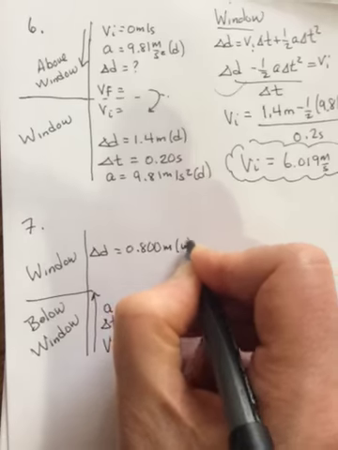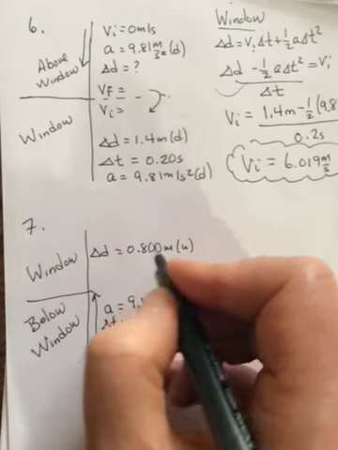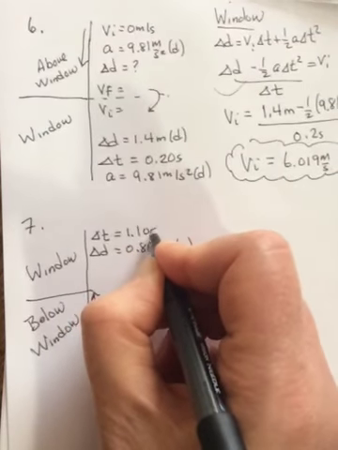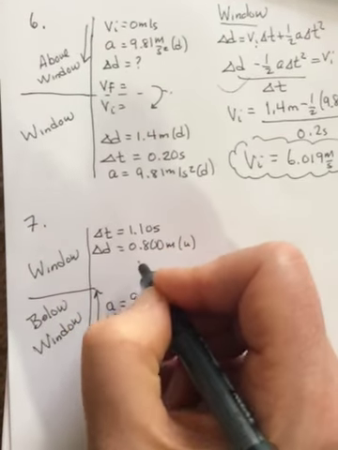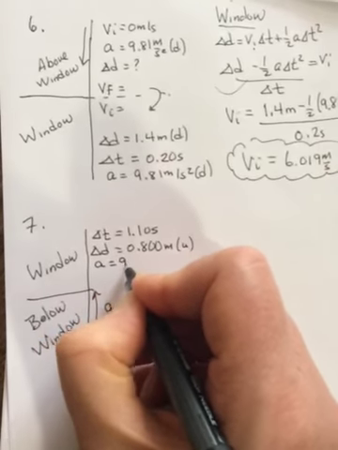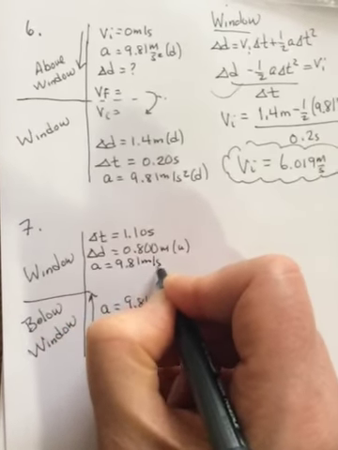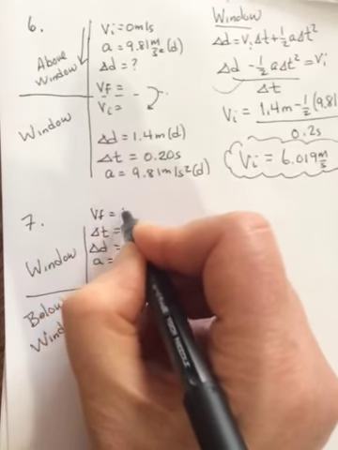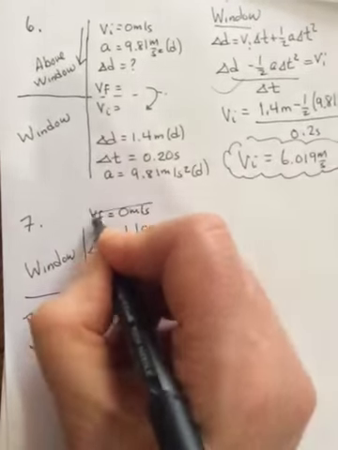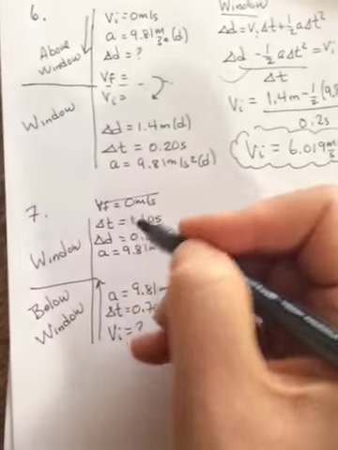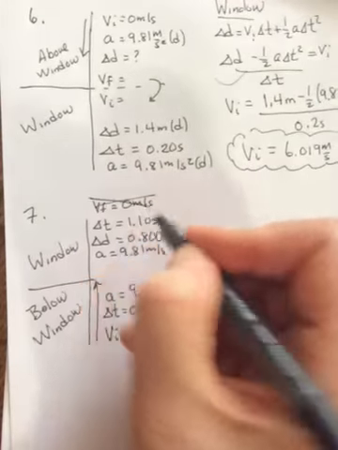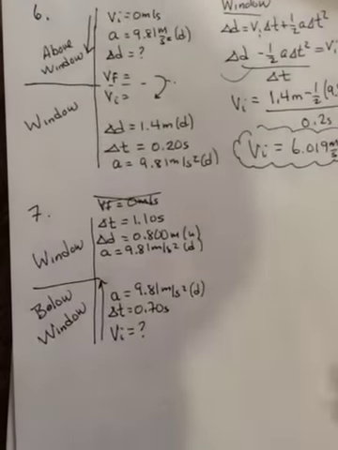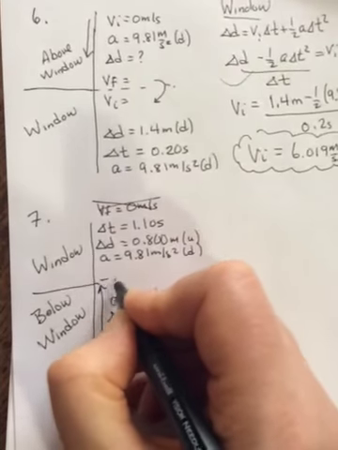And that'll be going up. And it says it takes 1.1 seconds to pass the window. And of course, A is still 9.81 meters per second squared down. Now you cannot say VF is 0 here. You can't say that because it doesn't say that it stops as soon as it gets to the top of the window. It keeps going as far as we know, so you cannot assume VF is 0 because we have no clue when it actually stops.